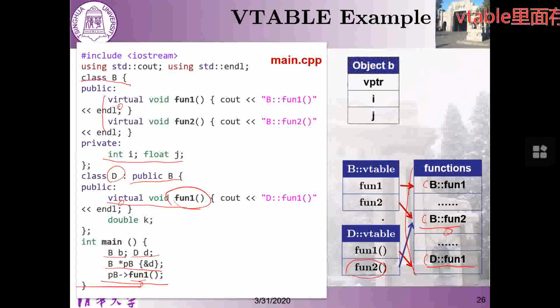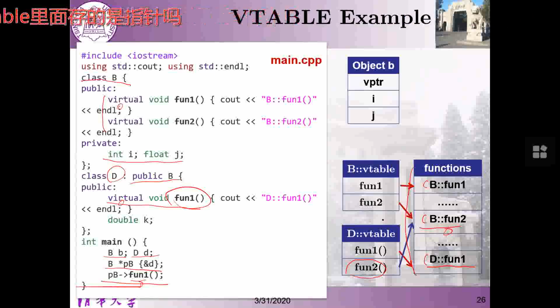So when the virtual table is constructed, these functions are actually function pointers. These are pointers. They point to the real function, right? Real function. So these are pointers. So the virtual table is not very large. Okay.